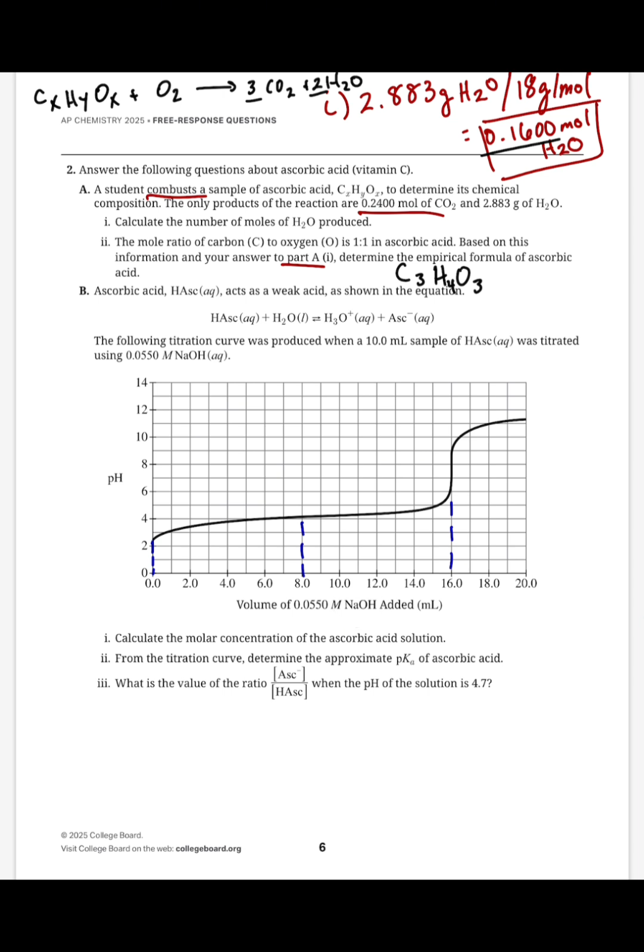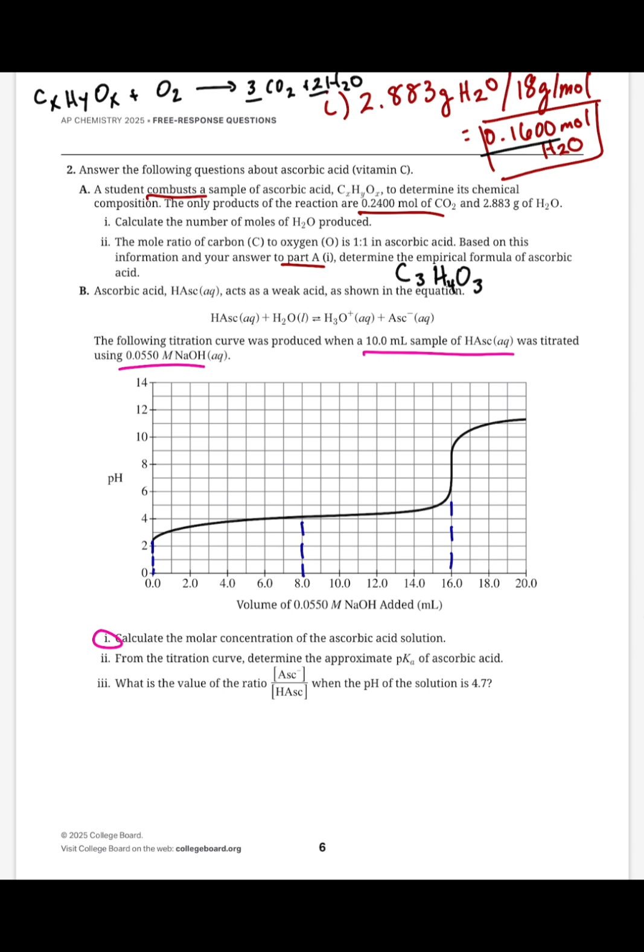Part B is now looking at a titration of the ascorbic acid with sodium hydroxide. For this scenario, they say our ascorbic acid is in a 10.0 milliliter sample, and it's going to be titrated with a sodium hydroxide solution that has a concentration of 0.0550 molar. For part B, I, it's asking us to calculate the molar concentration of our ascorbic acid. We have to find out how many moles of sodium hydroxide it took to completely react with the ascorbic acid.